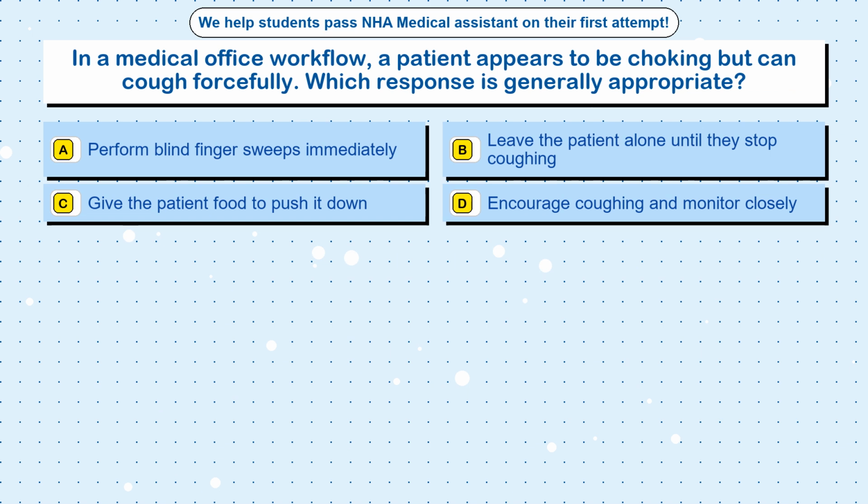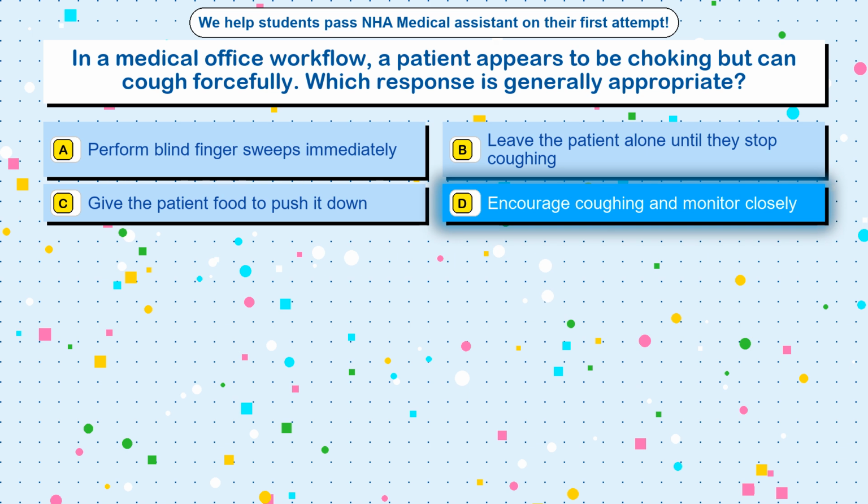Question 23. In a medical office workflow, a patient appears to be choking but can cough forcefully. Which response is generally appropriate? Option A, perform blind finger sweeps immediately. Option B, leave the patient alone until they stop coughing. Option C, give the patient food to push it down. Option D, encourage coughing and monitor closely.